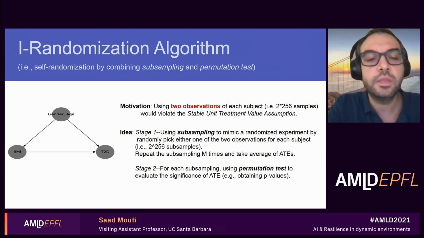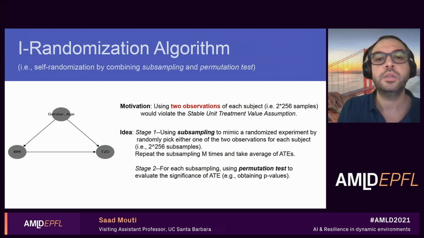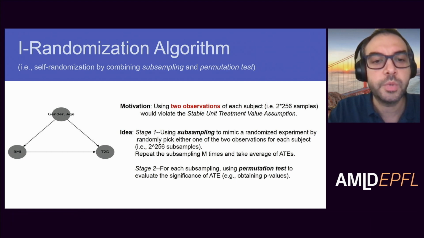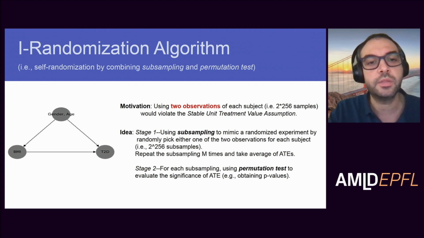So the idea then, because one of the important assumptions that is violated by taking the whole data set is the stable unit treatment value assumption, also called spillover. If an individual is observed at two states, then there's actually, by structure, a spillover effect on the data.